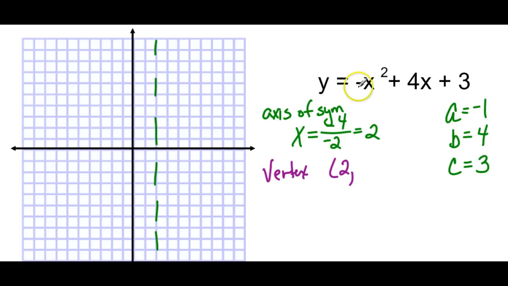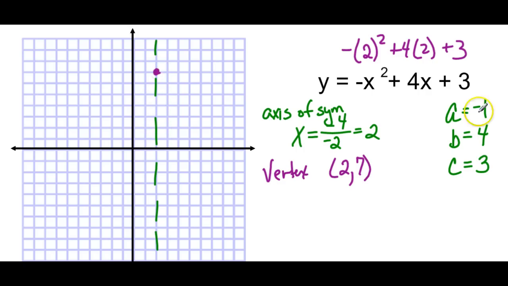Now be careful because it's negative signs on the outside. So it's the opposite of 2 squared plus 4 times 2 plus 3. So this is going to give me 4. This is going to give me 8. This is going to give me 3. So negative 4 plus 8 plus 3, I believe, is 7. Okay, so 2, 7. 1, 2, 3, 4, 5, 6, 7.